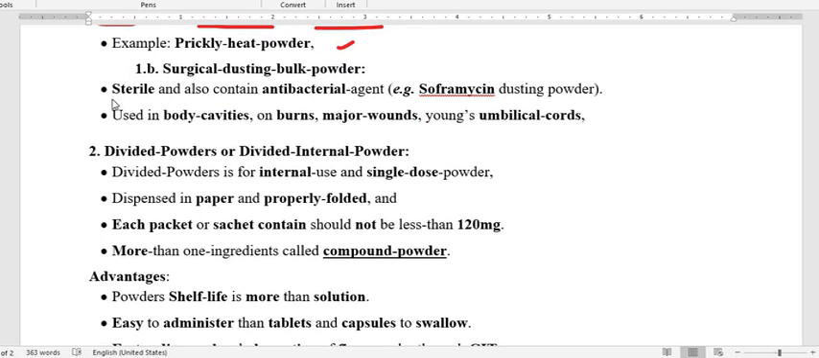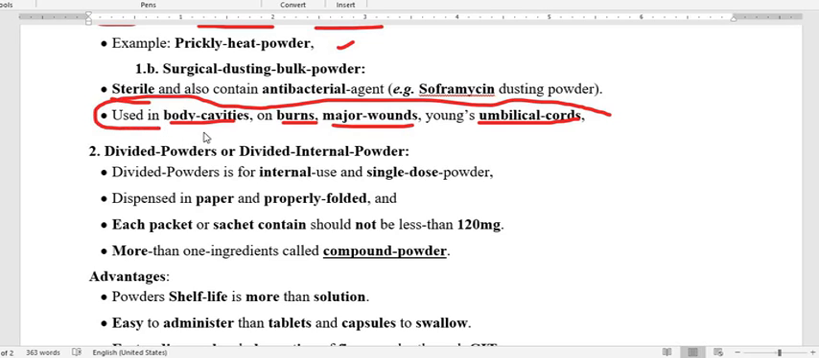is that it should be sterile. Why? Because we are using it in the body cavity, in case of burns, in case of major wounds, in case of umbilical cords of the young ones. If you do not use the surgical dusting powder as sterile, then it is going to create an infection problem. So surgical dusting bulk powder should be sterile. This is the primary criterion, and we use it in the places that we already discussed.